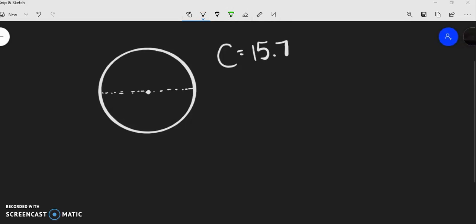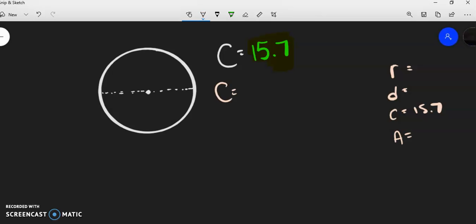So we're actually going to end up finding radius, which is our little r, diameter. We already have circumference, which is 15.7, and then we're going to end up finding area as well. So from this circumference that we're given, 15.7, we can find all of these other elements of the circle. So we know that the formula for circumference of a circle is circumference, big C, equals 3.14, or pi, times the diameter.